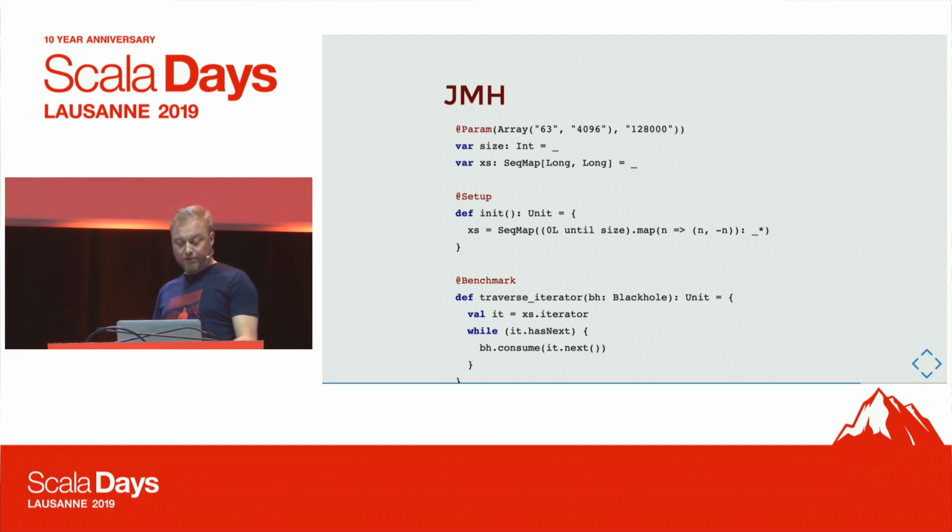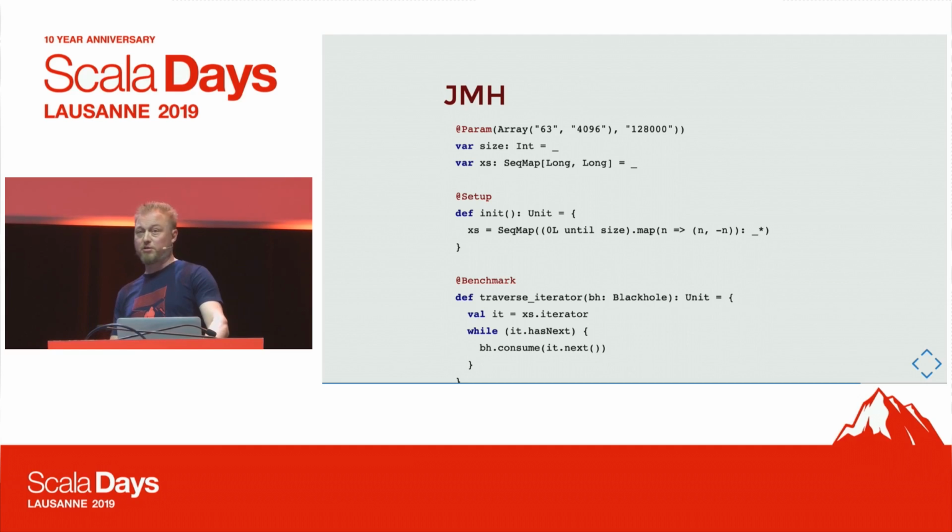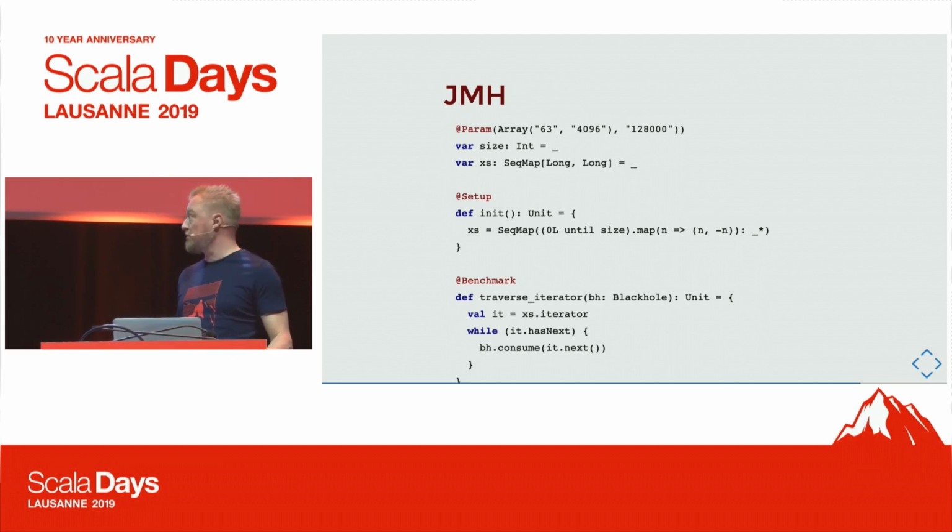And down here you have a black hole, the BH. That's there to ensure that the JIT, you see here that we don't use the result of the next here, so it could potentially skip this whole while loop. But by consuming it, we hide from the JIT what we do with it, so it can't optimize away the logic.